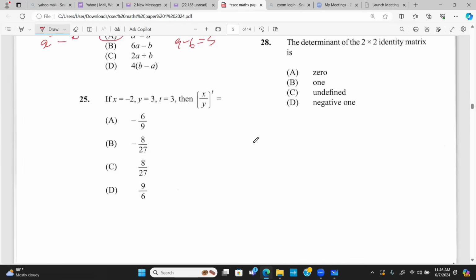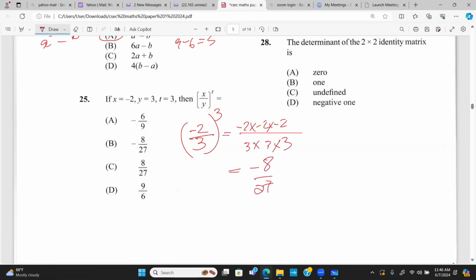25. If X is equal to -2, Y is equal to 3, then let's set it up. X, which is on top, -2 over Y, Y is 3, raised to the third. What do we mean by to the third? At the top, this is -2 times -2 times -2, over 3 times 3 times 3. At the top, -8 over 27. Remember now, raising it to the third power, -8 over 27. There we go. Keep rolling.